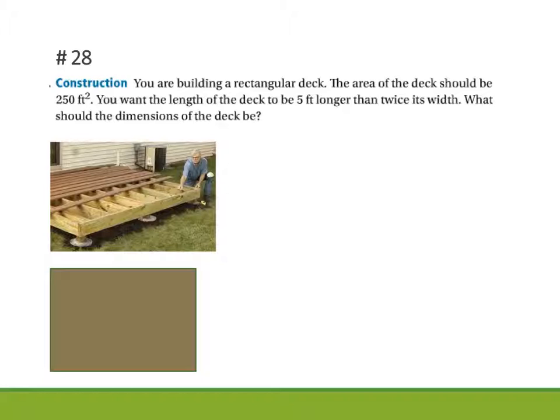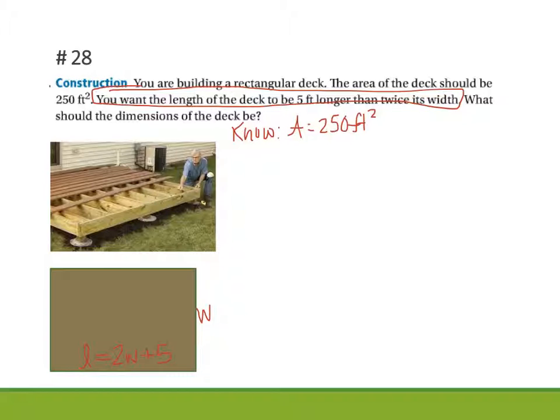Okay, so again, we are dealing with area. So here's what we know. We know that the area of the deck is 250 square feet. We also know that we want the length of the deck to be 5 feet longer than twice the width. So there's an equation in here. So if we call the width W, we want the length here to be 5 feet longer than twice the width. So we would multiply the width by 2, that's twice the width, and we want 5 feet longer than that. So 2W plus 5.